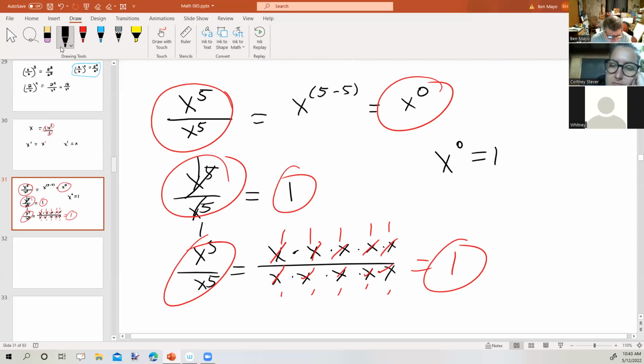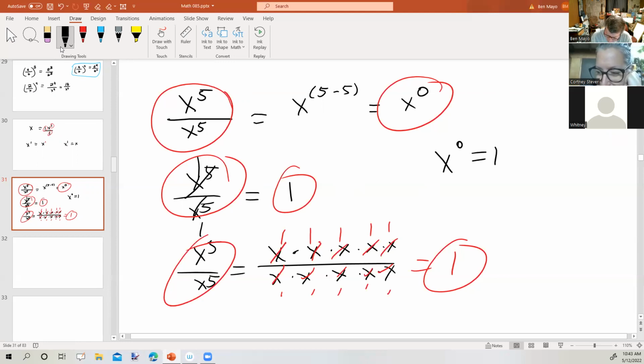A base raised to the 0 power equals the number 1. Now, this is going to bother some of you. You'll lose some sleep over it. You'll get used to it. Courtney's going, yeah, I'm already getting a headache from it.